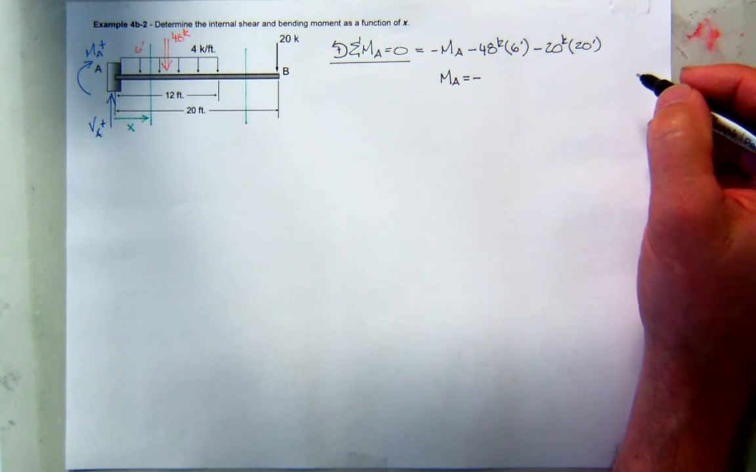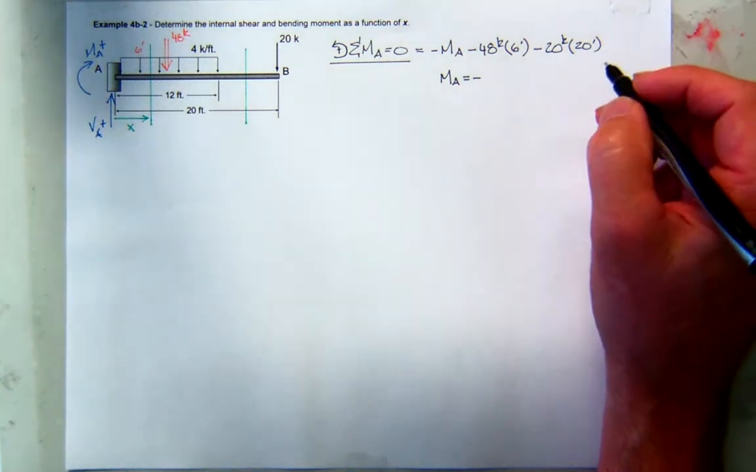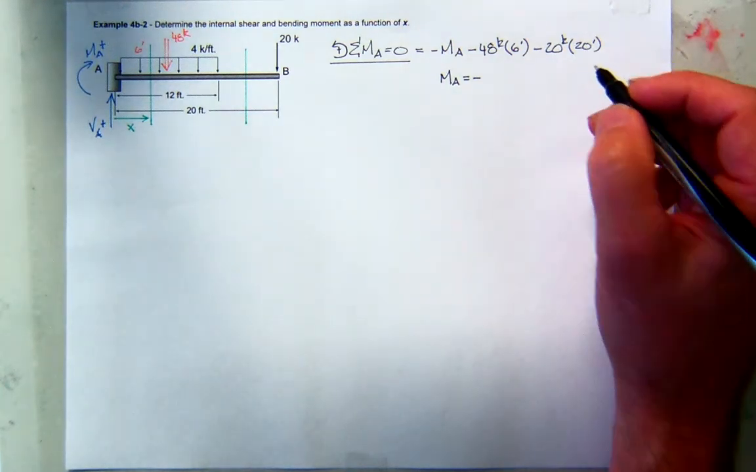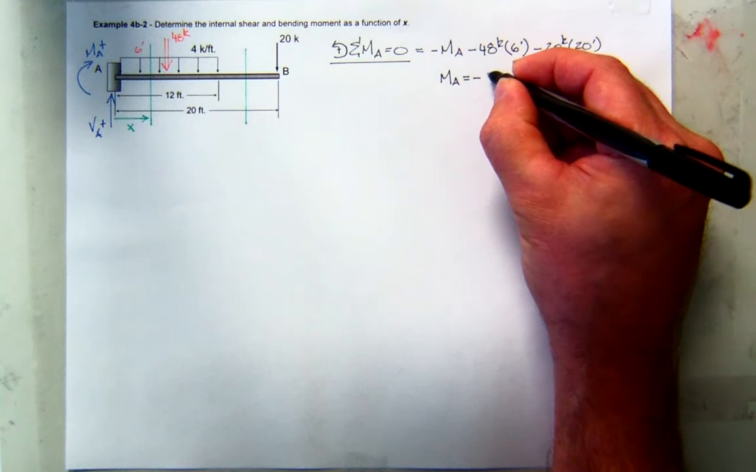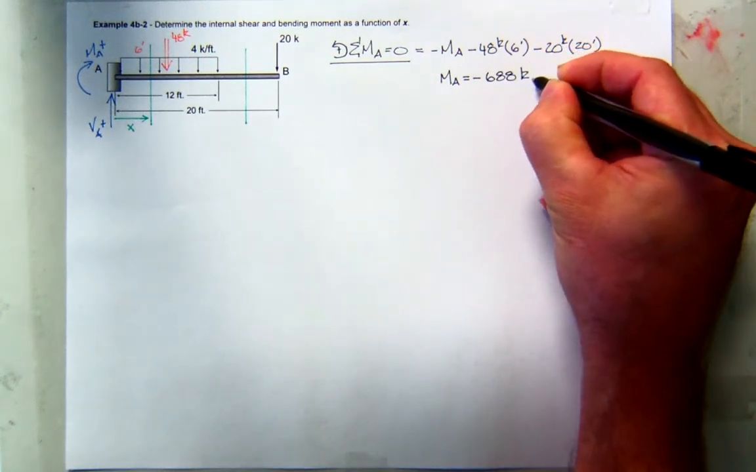I don't know what that is off the top of my head. Anybody know what that is off the top of their head? 588. 688. Oh, I was close. So it'll be 688 kip feet.